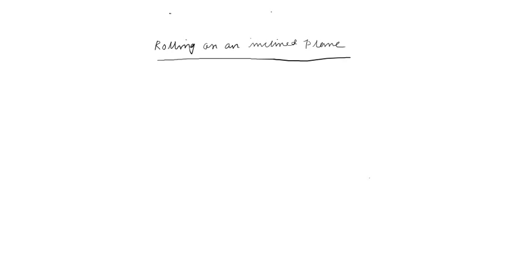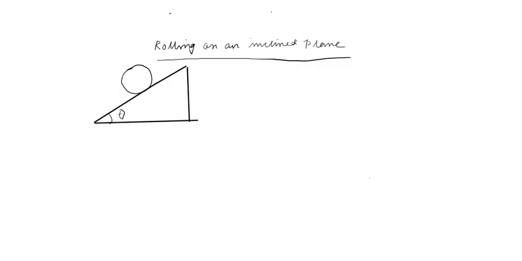So let's say we have an inclined plane which is making an angle theta with the horizontal. Let this angle be theta. And let's say we have an object. We are considering a circular object which is rolling down this plane.